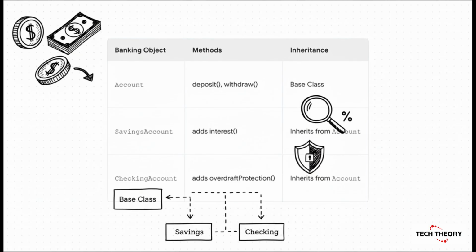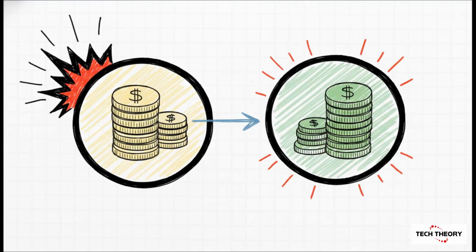A checking account does the same, but it adds its own feature, like overdraft protection. And for banking, this is where it gets really important. It all comes down to security. One of the core ideas in OOP is something called encapsulation. Just think of each object as having a protective shell around its data. The deposit function inside your savings account object is the only thing in the entire system that's allowed to change your balance. Another account can't just reach over and mess with it. That's what makes the system secure.